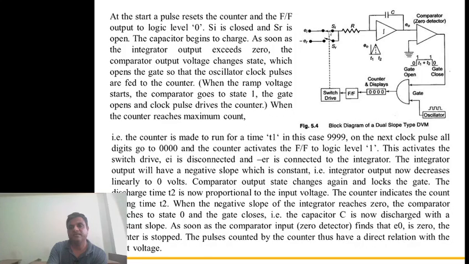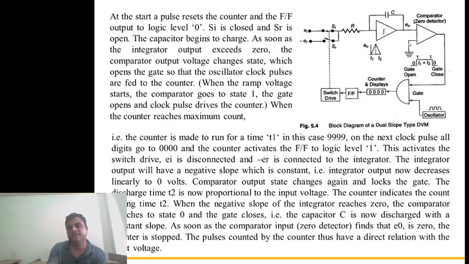Then SI is closed, and SR is open. The SR is open. Once the switch is closed, that circuit is an integrator circuit. Then this capacitor starts charging through this resistance R. The integrator output exceeds 0. Once its output exceeds 0, then E0 will increase.